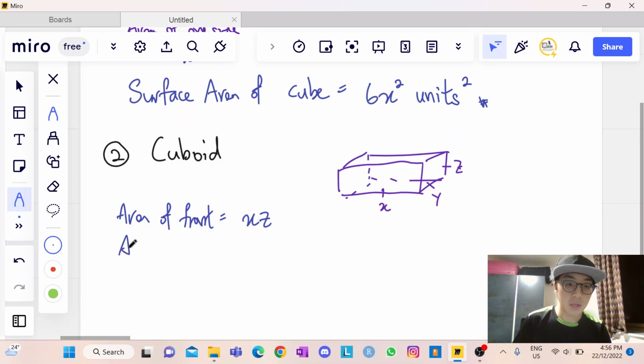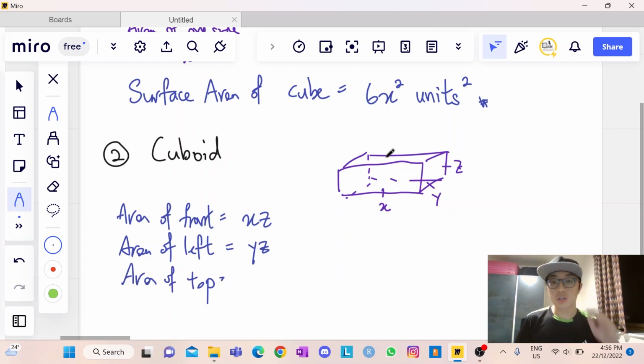The area of the left side, this part right here, will be equal to base times height, so it's yz. And last but not least, the area of the top. The top and the bottom will be the same because they build up a 3D model. So it's x multiplied by y, so it's xy.